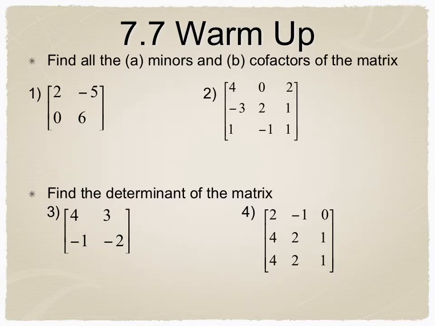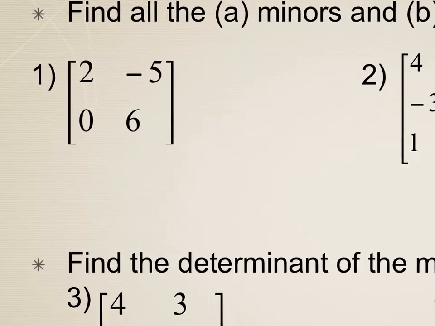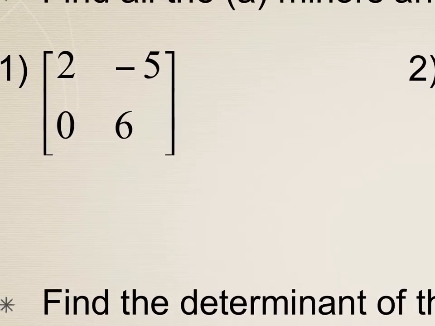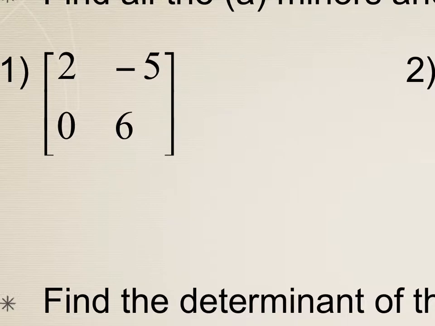All right, so in 7.7 we talked about how to find the cofactors and the minors and how to find determinants of 2 by 2, and then we're going to finish off with the 3 by 3. So for the minors and the cofactors, if you've got a 2 by 2, then for each element that's there, you have a minor. For each element that's there, you have a cofactor, right?